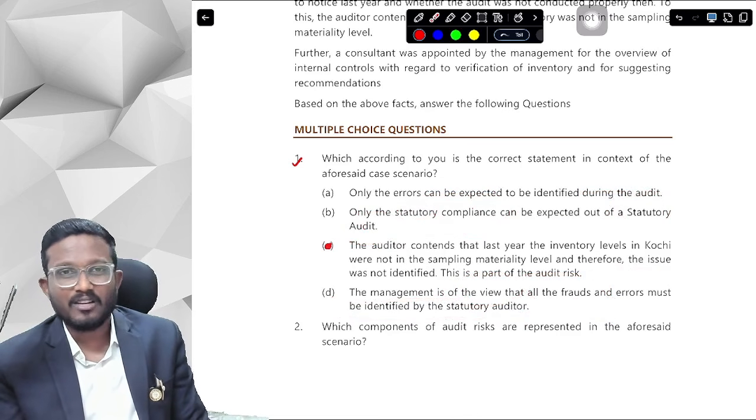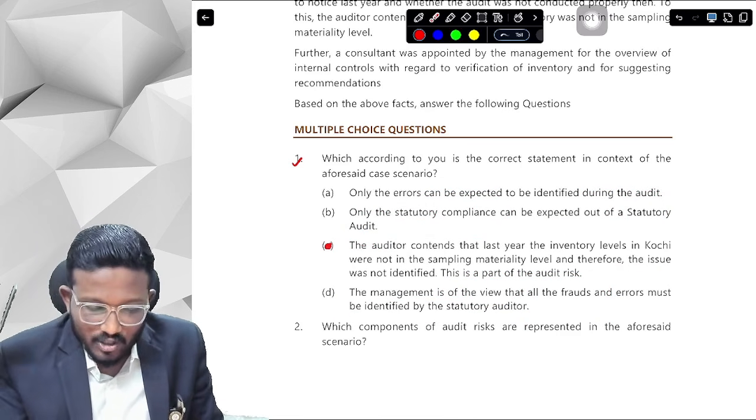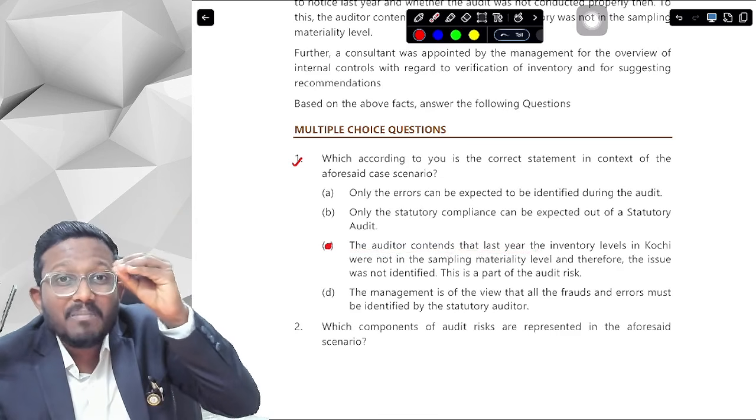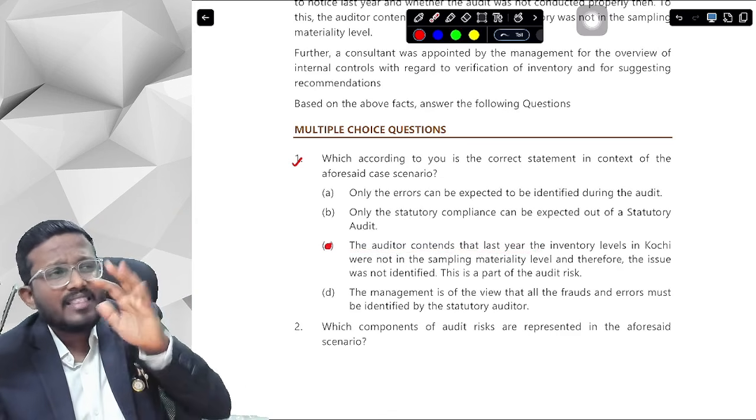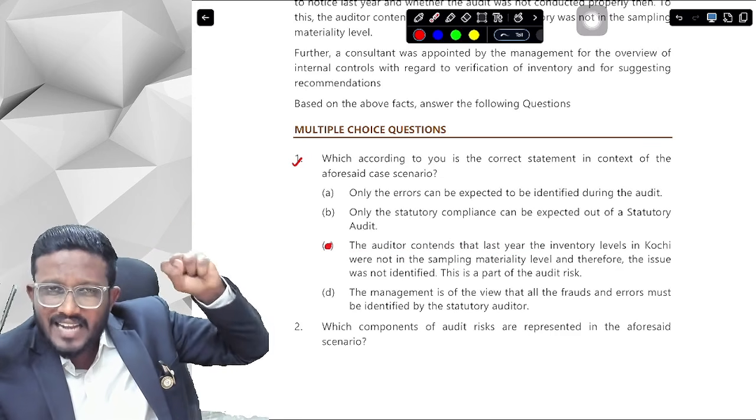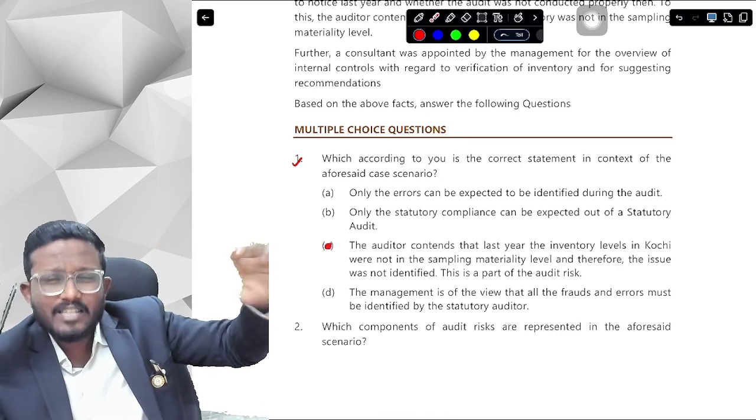We cannot identify all the fraud and errors. Then what we can do, sir? So basically, in the last year, the inventory at the Kochi branch of the company was very low, and therefore we didn't consider it in materiality, and basically it was immaterial, so we ignored it.